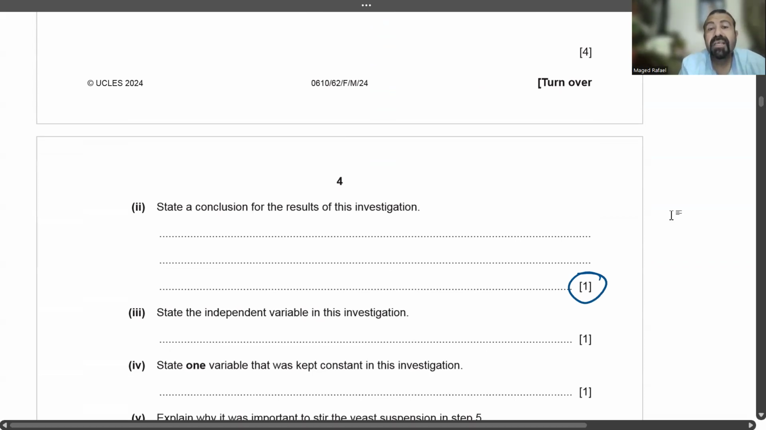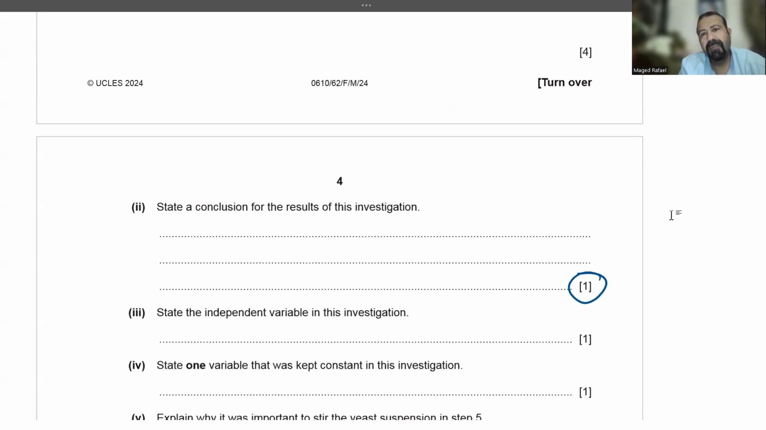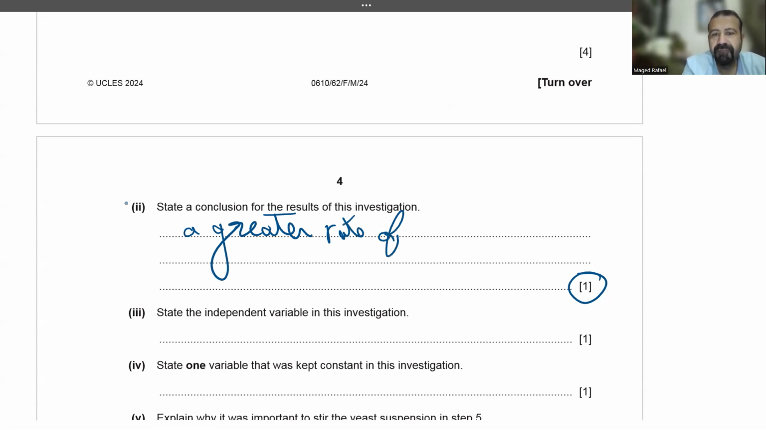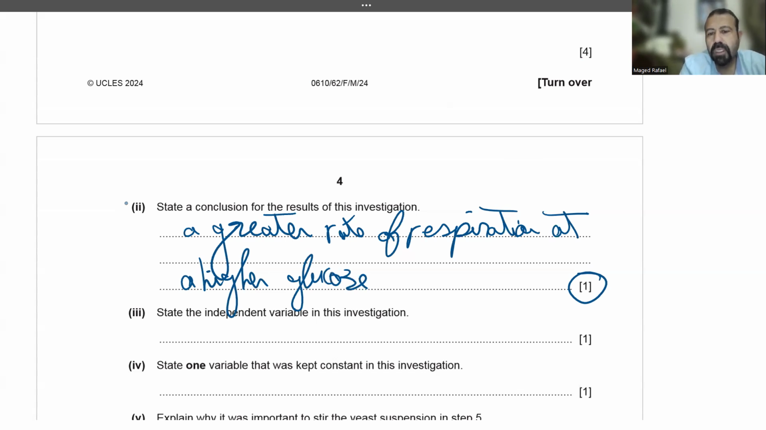So you should write the greater. No, please don't link it to the time because he's not asking you to describe. Describe is a paper 6 question. You need to write something about the main objective of the experiment. So we will write a greater rate of respiration at a higher glucose concentration.